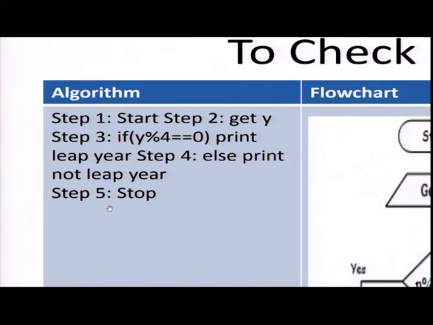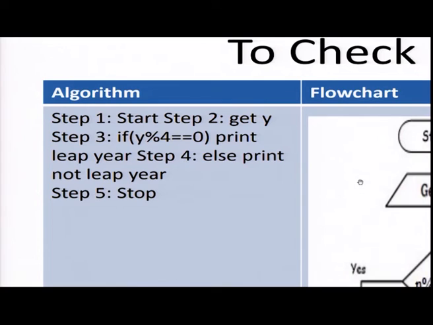Step 5 says stop. My dear viewers, when you are writing this algorithm, write it in sequential order: step 1, step 2, step 3, step 4, step 5. Step 1 is start, step 2 get the value of year, step 3 if y mod 4 equal to 0, print leap year. Step 4 else, print not a leap year. Step 5 stop. After printing leap year, it should go to step 5, which means to stop.